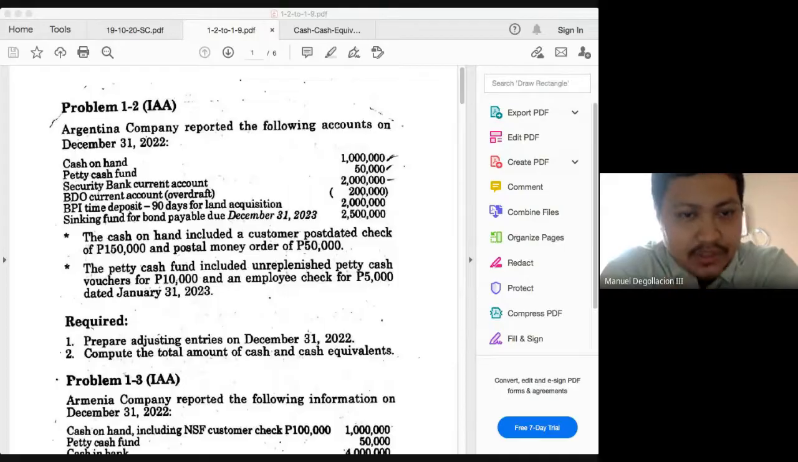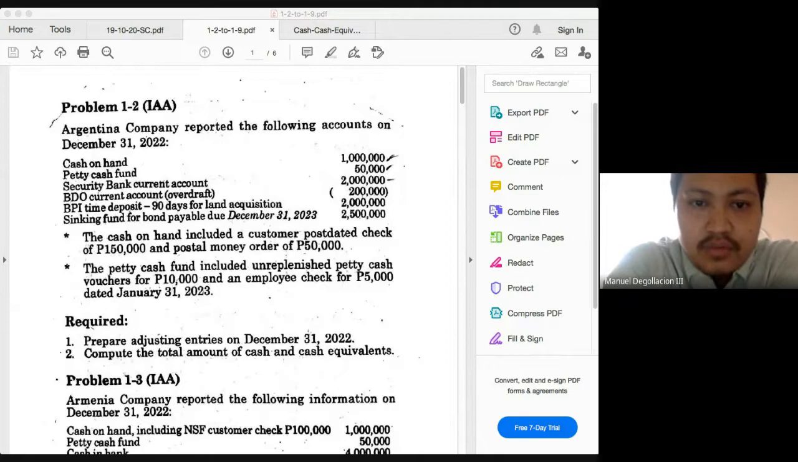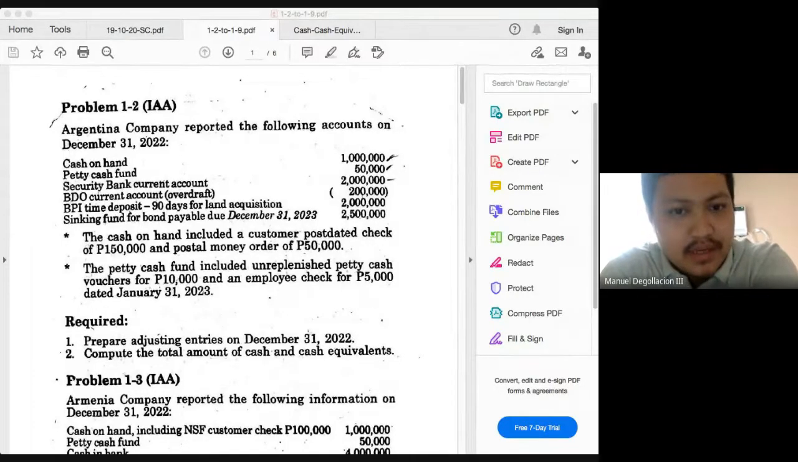I would greatly appreciate if you'd be able to help me with the totals here. 850,000 cash on hand, petty cash fund 35,000, Security Bank current account 2 million. Ignore the BDO current account, exclude the BPI time deposit, but include the sinking fund amounting to 2,500,000. So 850 plus 35 plus 2 million plus 2,500,000. How much would that be, class?